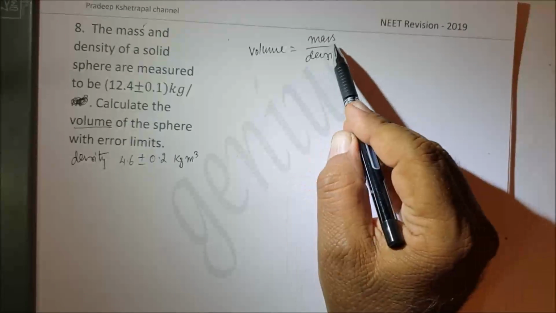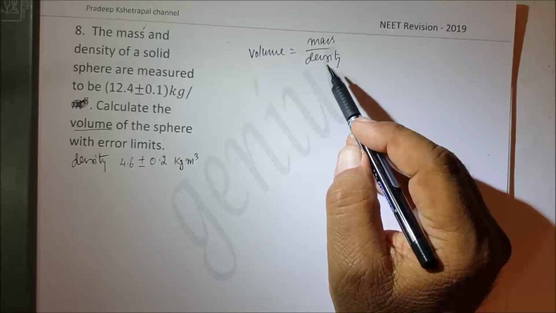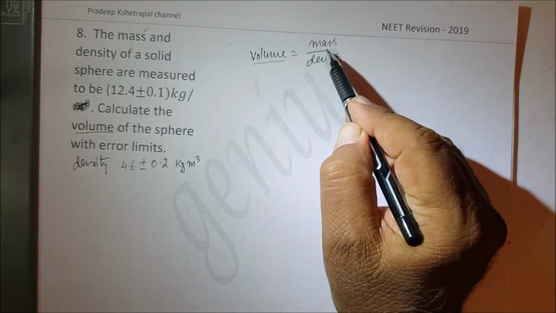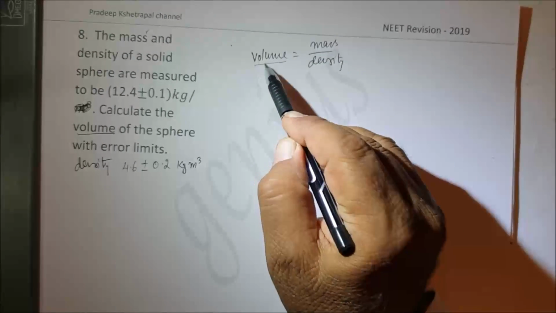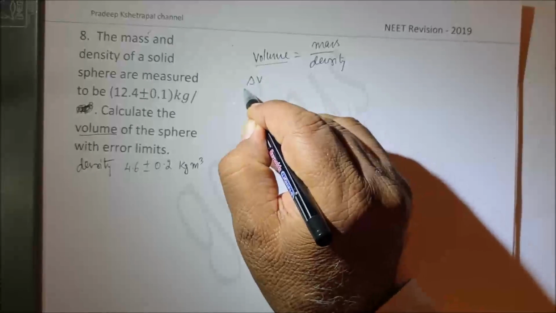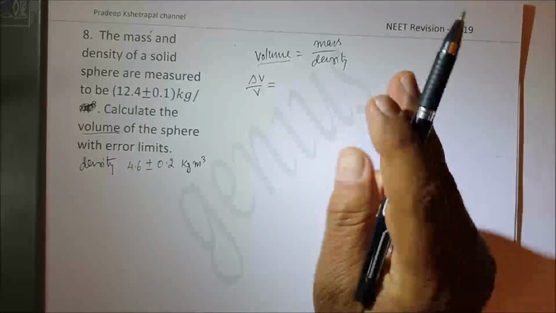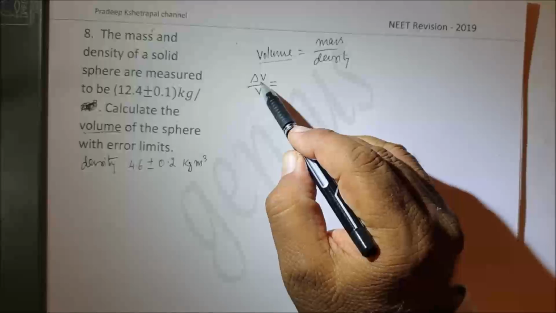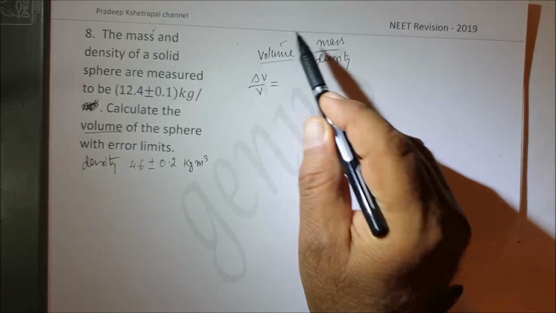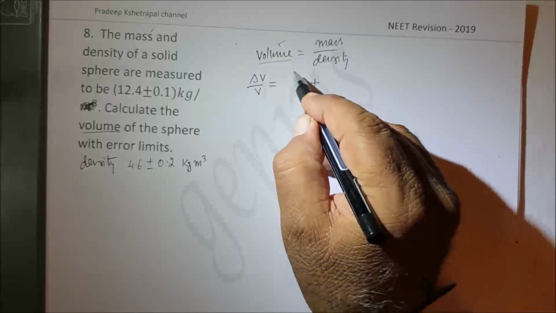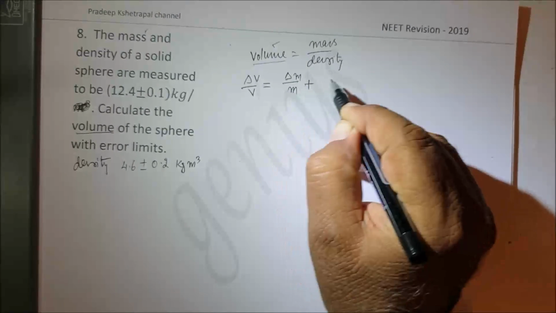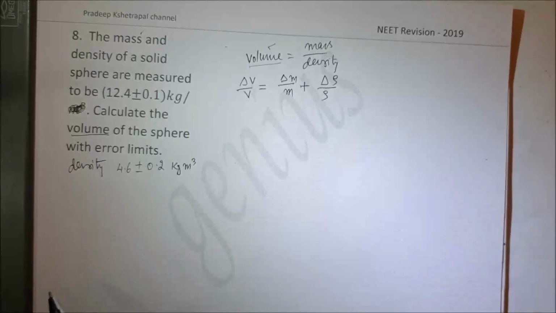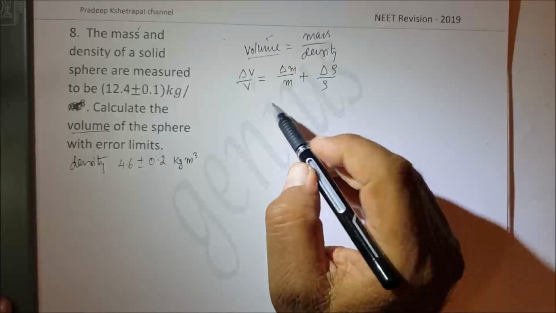So volume is mass upon density, so there is a division. Then error in the volume is how much? Because it's a division operation, the error in volume, that is delta V by V, is equal to the sum of the two relative errors. Relative error in volume is equal to sum of relative error in mass and relative error in density. I write it rho. Okay, so now let's put the values.